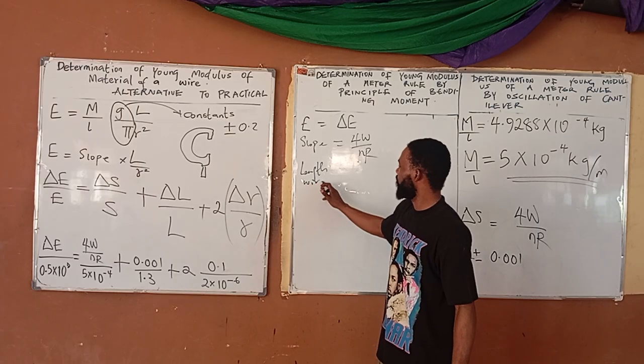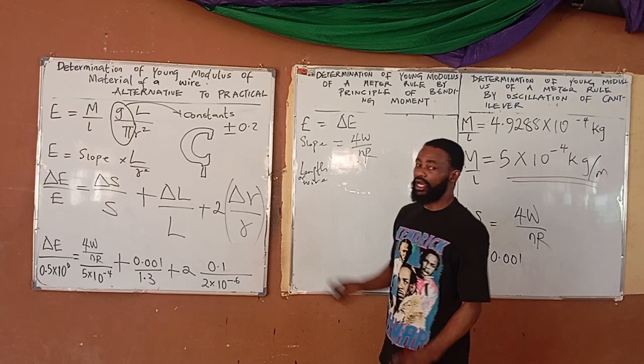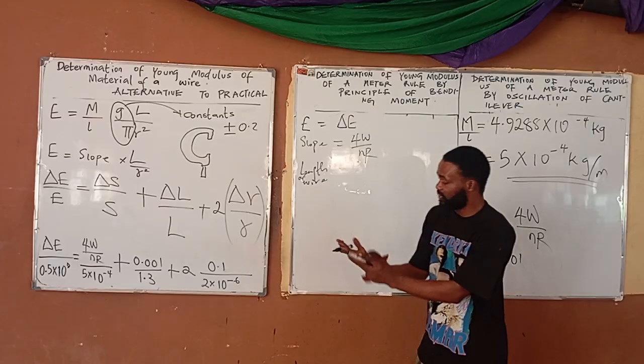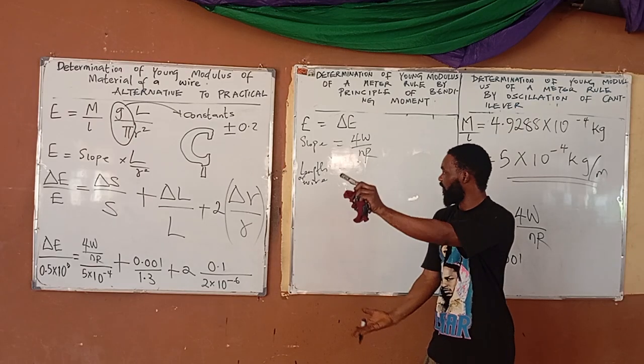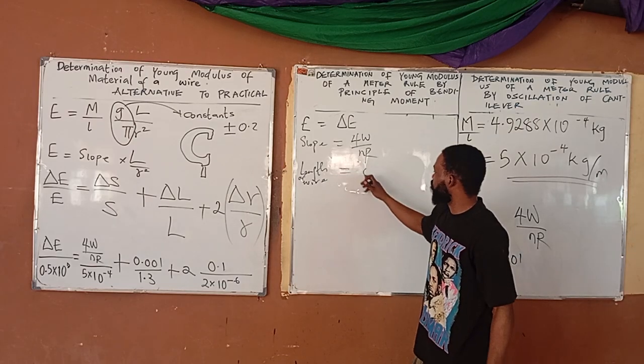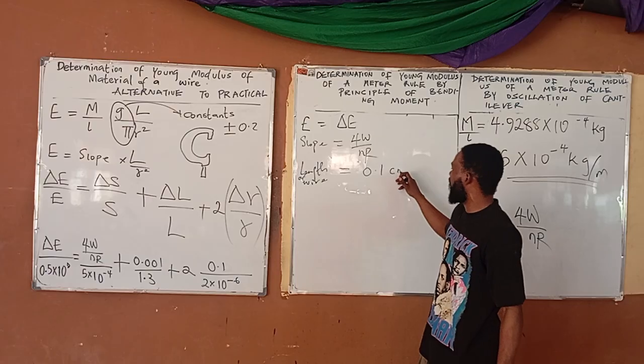Length of wire now. Length of wire. Thank you very much. We judged this as depth instead of length. So the change in this will be 0.1, and this is in cm, right?